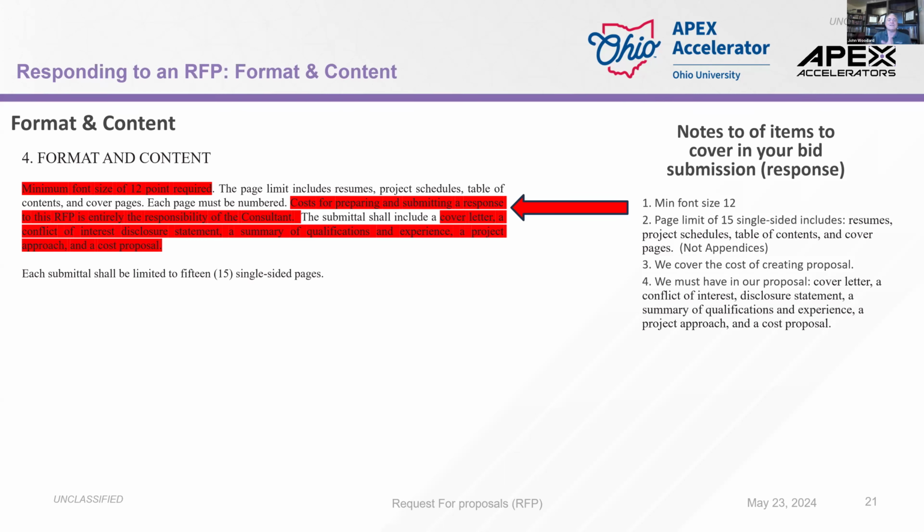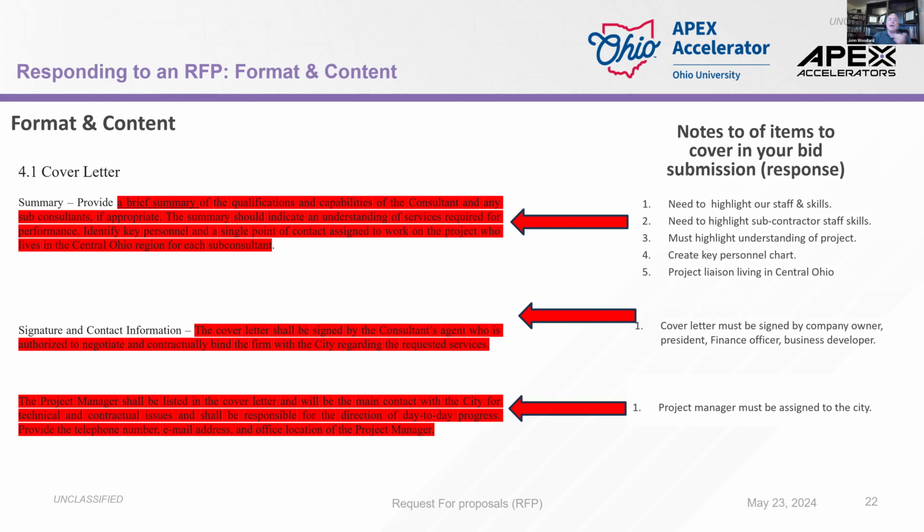Format, content, and submission rules are very important. You want to know these sections very well. The cover letter, they actually tell you what you have to have in your cover letter. And this is not uncommon. They want a brief summary of your qualifications and capabilities. The big thing down here is the signature and contact information that has to be by someone who is authorized to represent the company to negotiate and contractually bind the firm with the city.